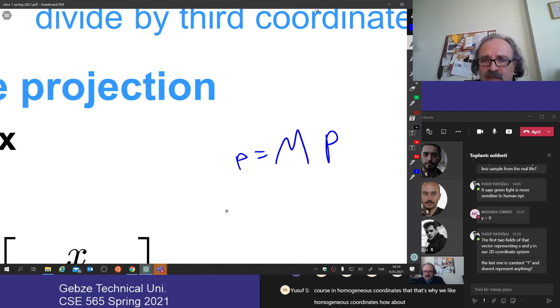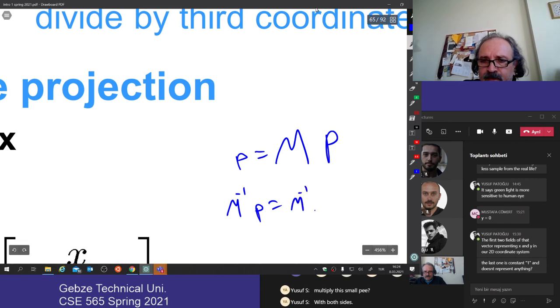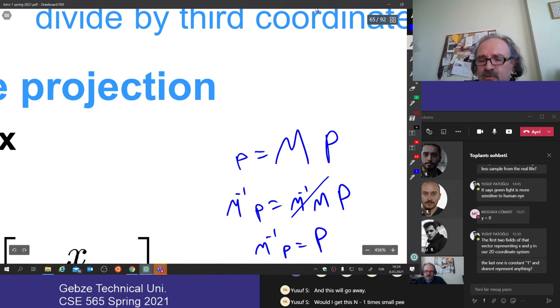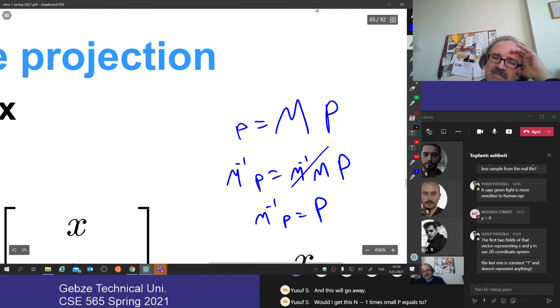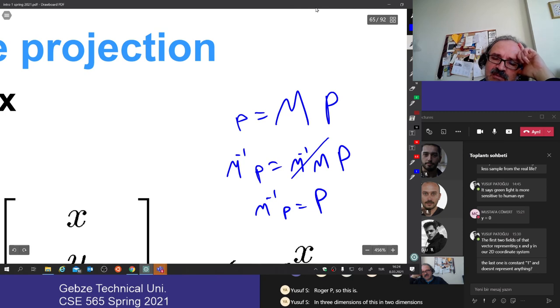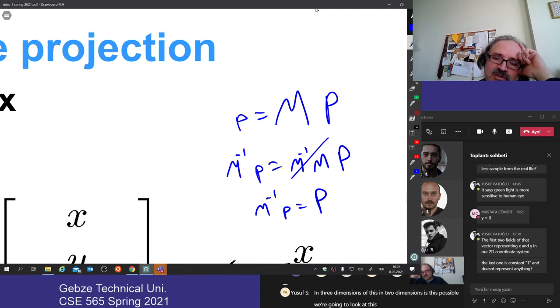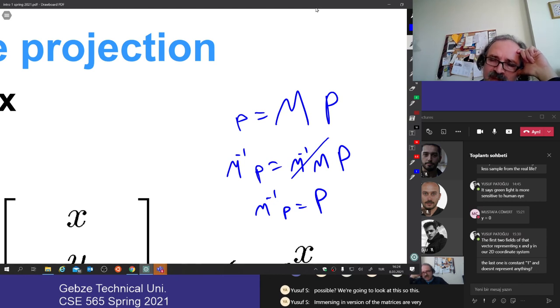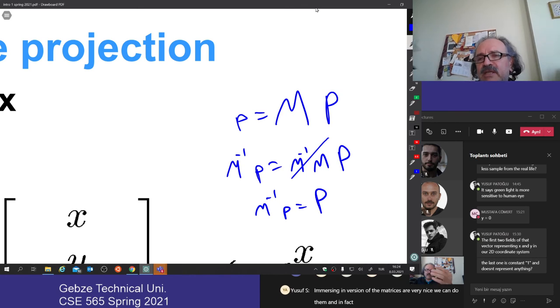How about this one? If I multiply this small p on both sides, and this will go away, would I get M inverse times small p equals larger P? So this is in three dimensions and this is in two dimensions. Is this possible? We are going to look at these. The inversion of the matrices is very nice. We can do them. And in fact, I can do other stuff.